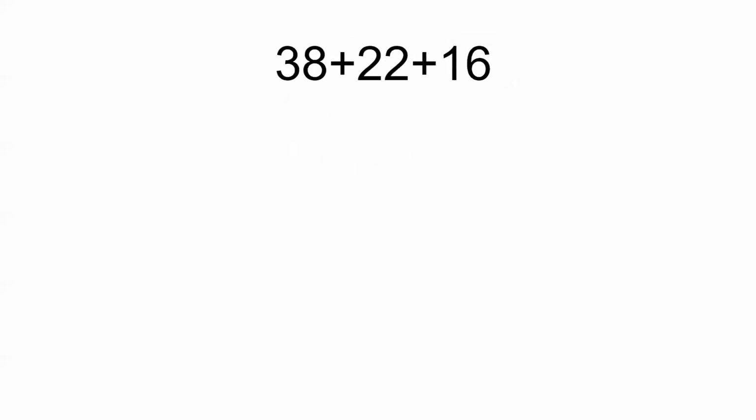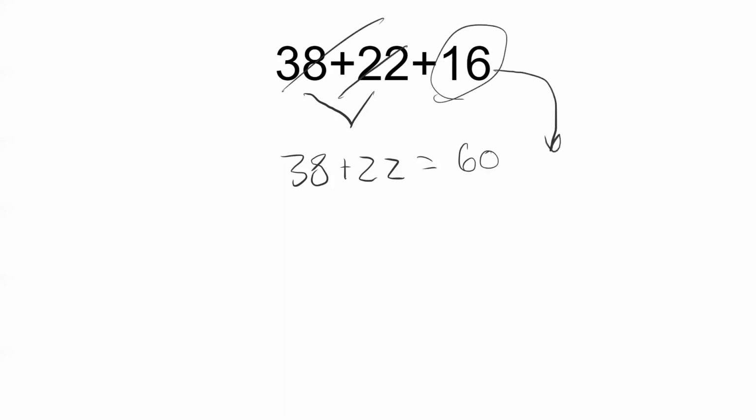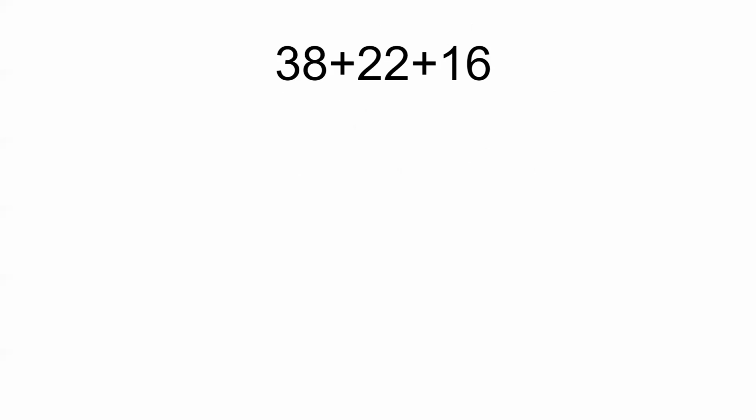For this next one, it's not going to be directly a 10 or directly 100. We're going to be finding a multiple of 10, in other words, something that has a 0 on the end. I can see that 38 and 22 will add together to get a multiple of 10, and this multiple of 10 is going to be 60. So I can cross these two out, left with a 16, add it to 60, 60 plus 16, and you get 76.